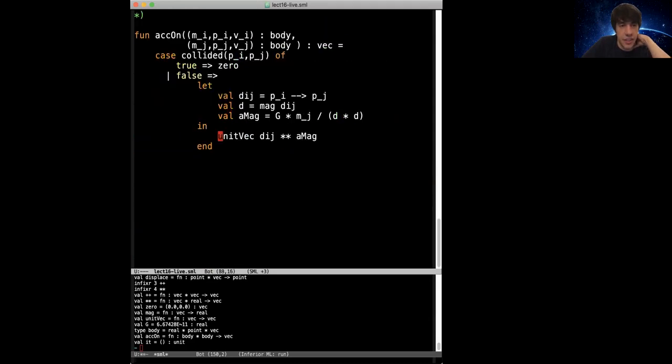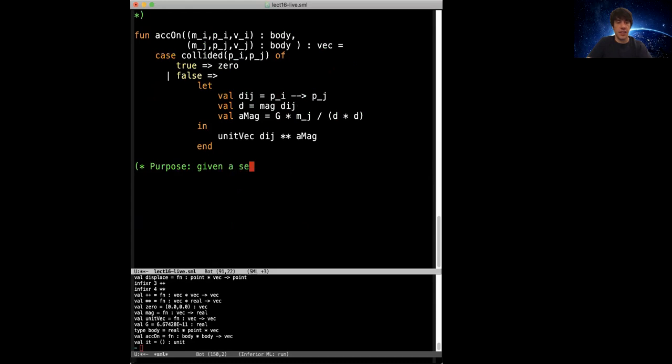Okay, well that just turns right into code, right? The distance vector from i to j is the displacement between the position of i and the position of j. The distance quantity is the magnitude of that. The magnitude of the acceleration is G times mj over d squared. And then we can take the unit vector in the direction we wanted and scale it by that. Done.